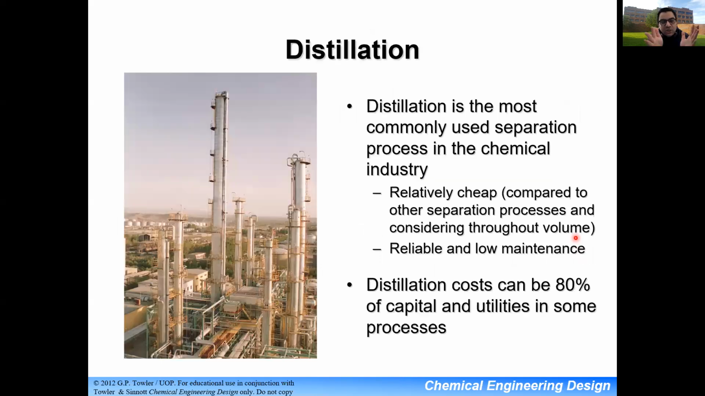So distillation, the most commonly used separation process in the chemical industry. This is what a distillation column looks like. It's just a big tower basically, and you see it usually has a bunch of stairs around it. It's relatively cheap compared to other separation processes, and considering the large volumes it can deal with, it's highly reliable. So it's the type of thing which has been done for a very long time.